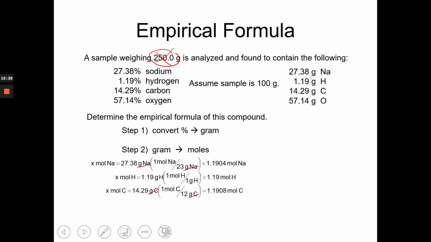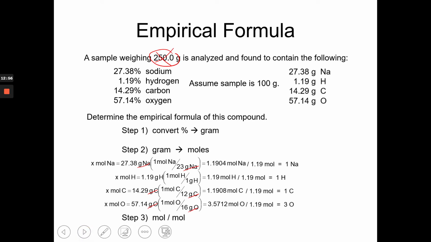And finally, let's do one more. We got oxygen. It's element 8. It weighs 16 grams per mole, and that cancels. And now we're left with 3.5712 moles. The last step, remember, because we don't want to have decimals, is to divide by the smallest number. And the smallest number here is 1.19. So when you divide those by 1.19, you end up with 1 sodium, 1 hydrogen, 1 carbon, and 3 oxygens.